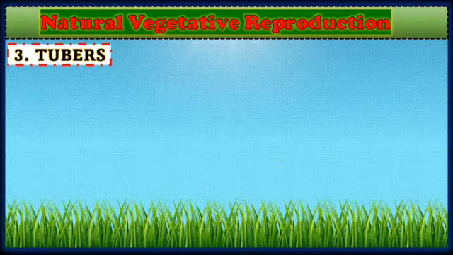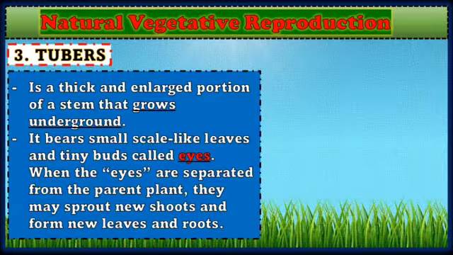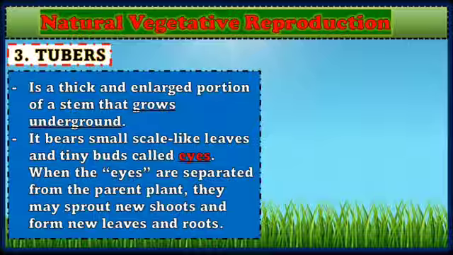Next, we have tubers. So, it is a thick and enlarged portion of a stem that grows underground. So, take note of that, enlarged portion of a stem. It bears small scale-like leaves and tiny buds called eyes. Parang may mata-mata siya doon. Ano-ano kaya yung mga yun? Later on, malalaman natin. When the eyes are separated from the parent plant, they may sprout new shoots and form new leaves and roots. So, doon sa mga mata-mata pala nitong halaman na to, doon natutubo yung sanga ulit, yung plant ulit. Magi-sprout, tutubo doon.